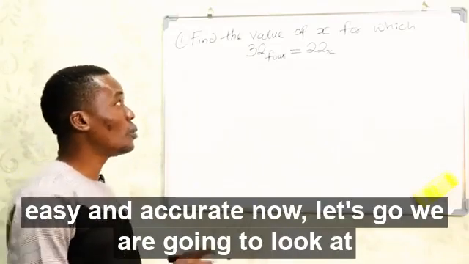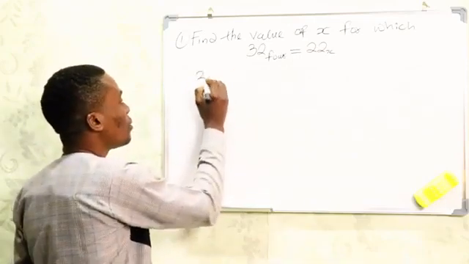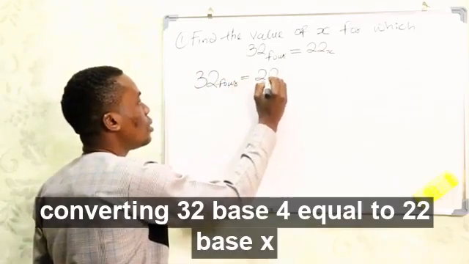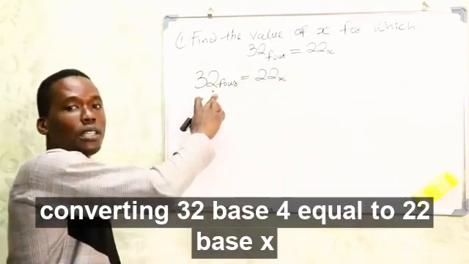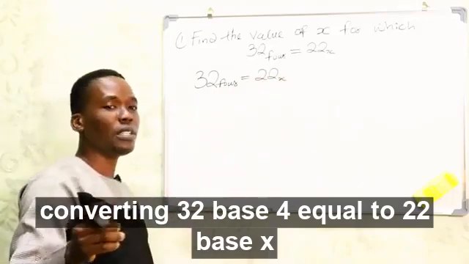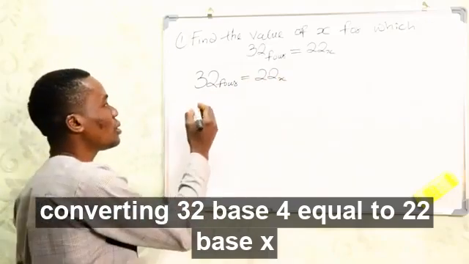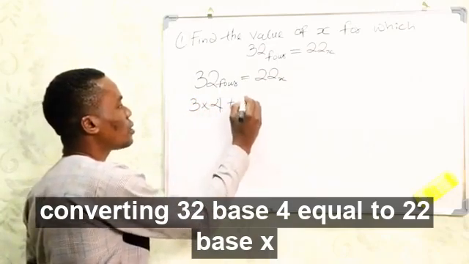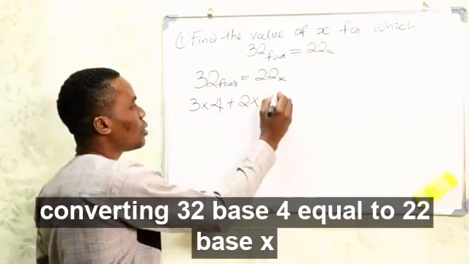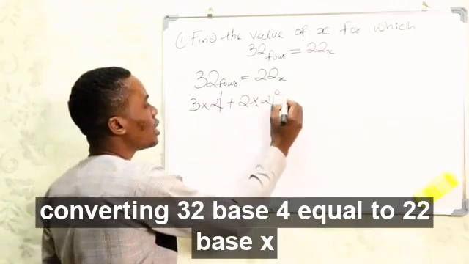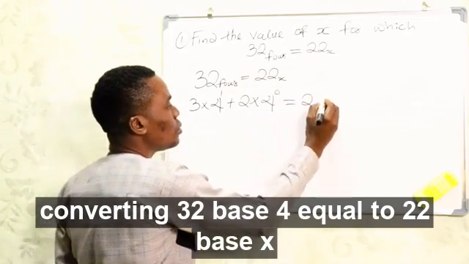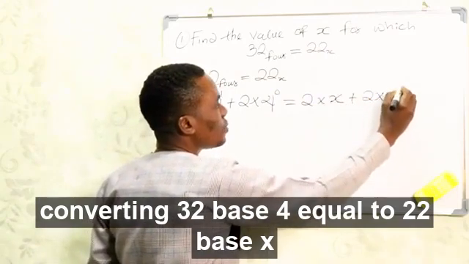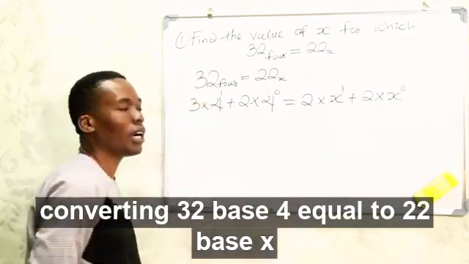Now let's go. We're going to look at converting 32 base 4 equal to 22 base x. Now we'll convert this to base 10. Converting this to base 10 using our power expansion method is going to give us 3 times 4 plus what? 2 times 4. Recall, this will be raised to power 1 and this to power 0. This will now be equal to 2 times x plus 2 times x, with this raised to power 1 and this raised to power 0.